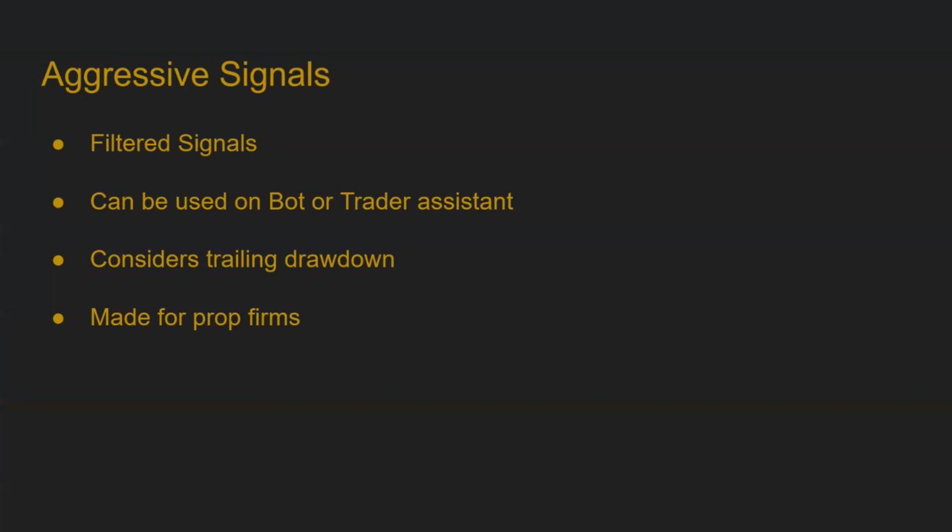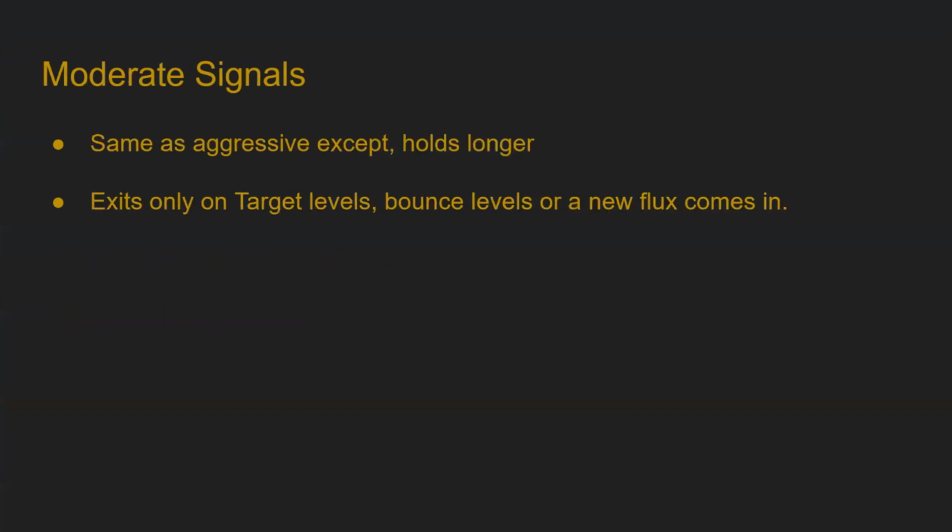What I mean by that is, if you are working on an actual prop firm, and let's say you make $100, but during that trade you went up to $150 and then came back down all the way to $100, and then you closed out, your drawdown is now based off of that $150, not the $100. So that's why the aggressive has a trailing drawdown and it's made for prop firms. It's going to protect and give you the best possible exit so you don't miss on that drawdown and potentially break your account.